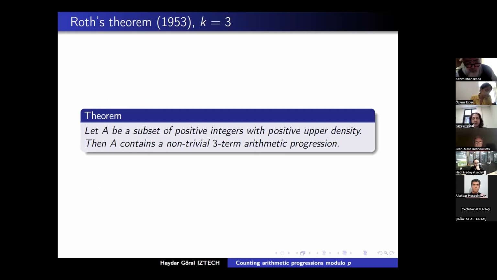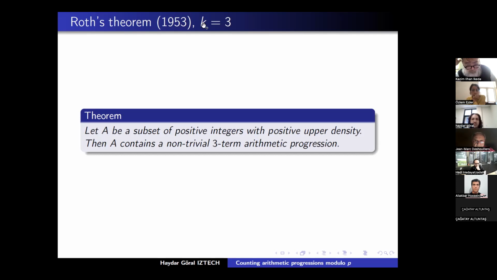But it's a long-standing conjecture once. Now it's a theorem. It was conjectured by Erdos and Turan around 1935 that if your set is big enough, meaning that if your upper density is positive, then you can find arbitrarily long arithmetic progressions in this set.